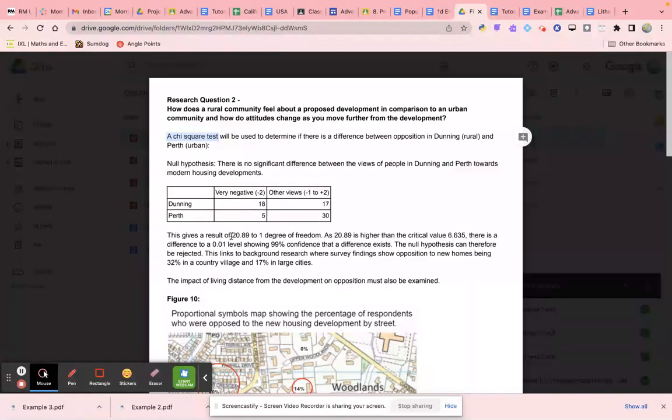They've got the result, which they tell us allows them to reject a null hypothesis. We can see that down here. And they tell us what that means. They then link it to the background research, where they tell us that their survey findings showed that there was an opposition to new homes, and that varied between countries and cities, and that their results are borne out by that background research. So there is an explicit link between what they're finding in terms of the results of a chi-square test and what they wrote about when they were writing their background research.